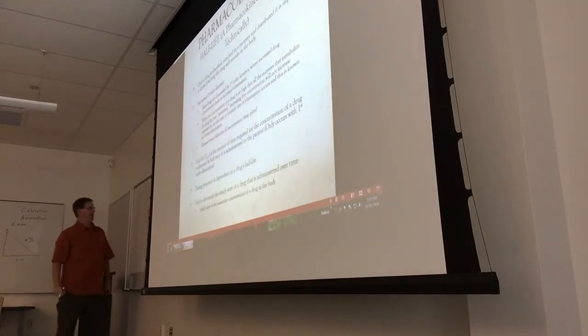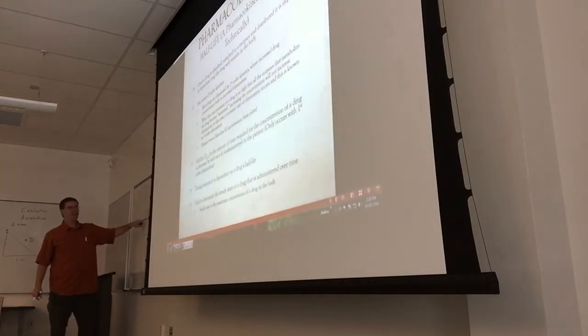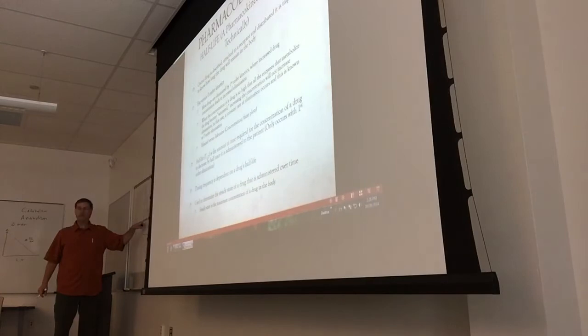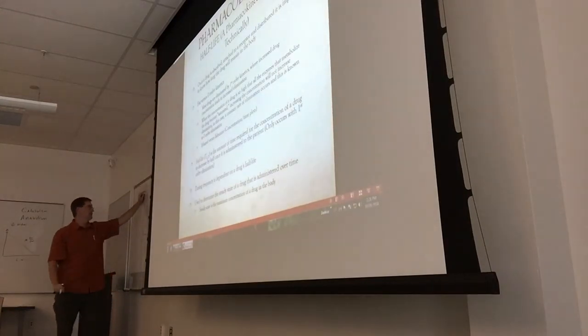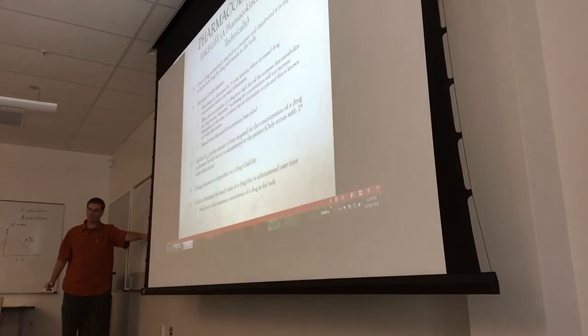What do you notice about this? It's definitely not a straight line. Not a straight line, it's curved, right? So the rate of elimination is changing. What happens is the higher the concentration, the faster it's eliminated. The slope is really high here, right? Does that make sense? And then as the concentration decreases, the elimination decreases.